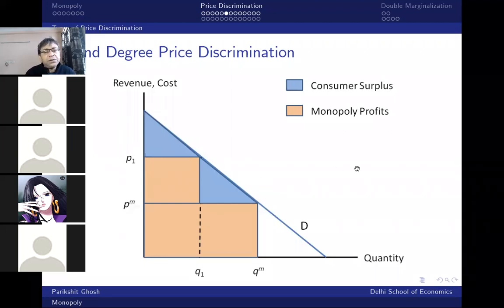Now, in principle, you can keep pushing the envelope and carrying this further and further. So for example, suppose you can do three blocks like this.